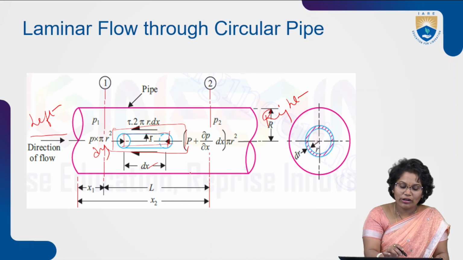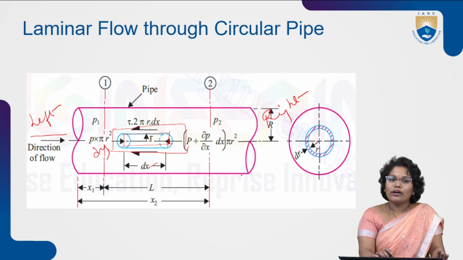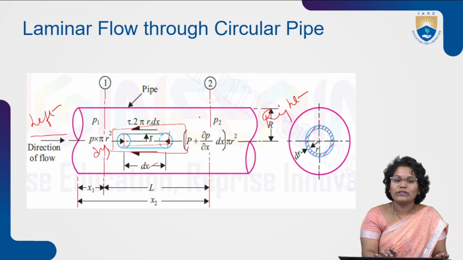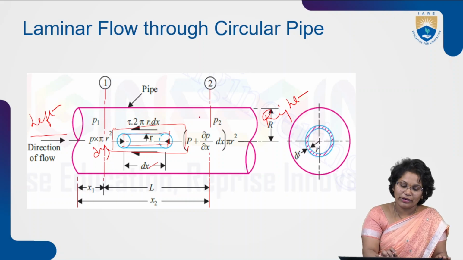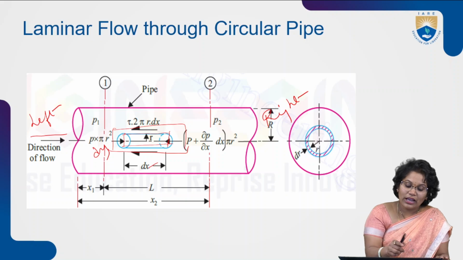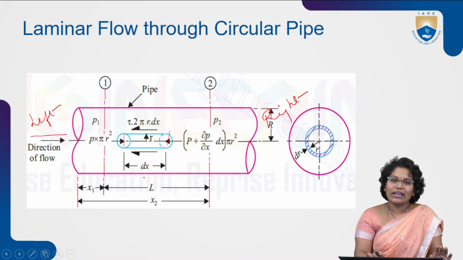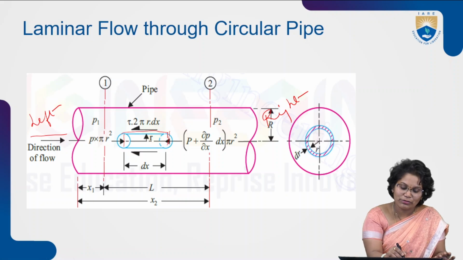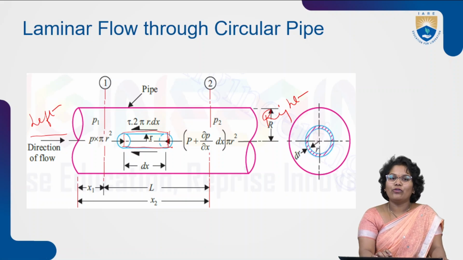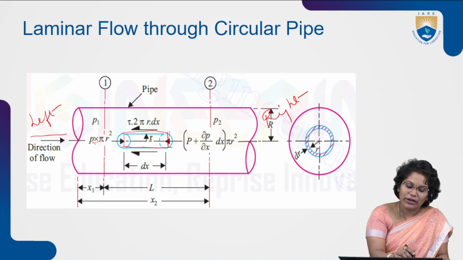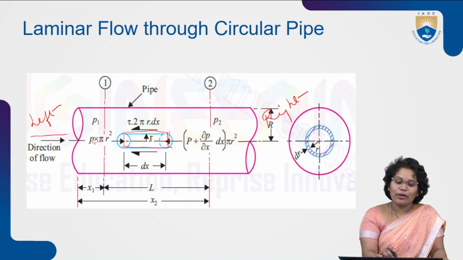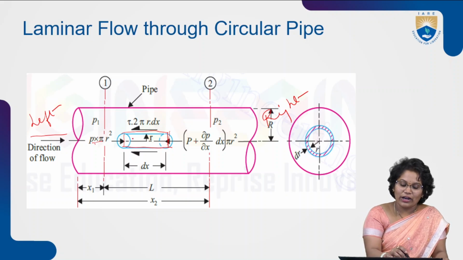Now here we are calculating the forces which are acting on the small element. When we see here, four forces are acting on the small element. On the left hand side and right hand side, there are pressure forces acting. And at the top and bottom of these elements, the shear forces are acting.